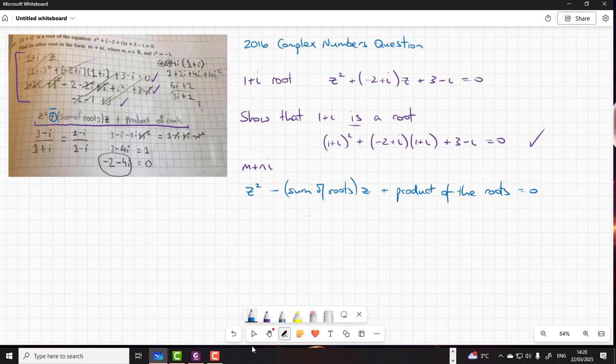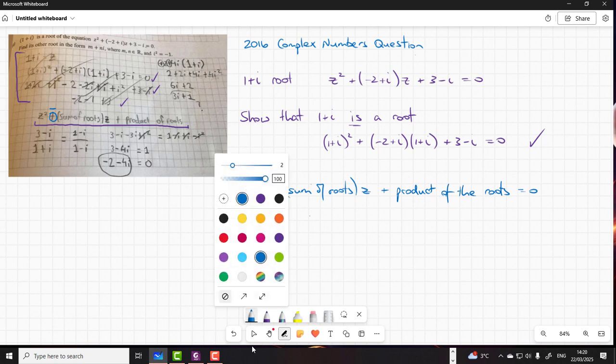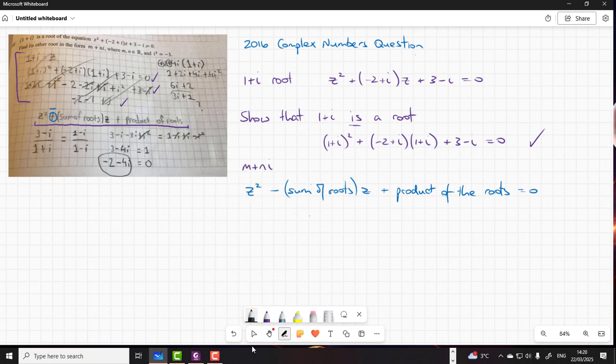Well, we can do it like this. We can underneath write down our quadratic. Our quadratic is z squared. Now we have a plus. I'm going to change it to a minus by changing what's inside the bracket. We have minus 2 plus i, but if I put a minus outside the bracket, I can say plus 2 minus i times z, and then I have my plus 3 minus i.